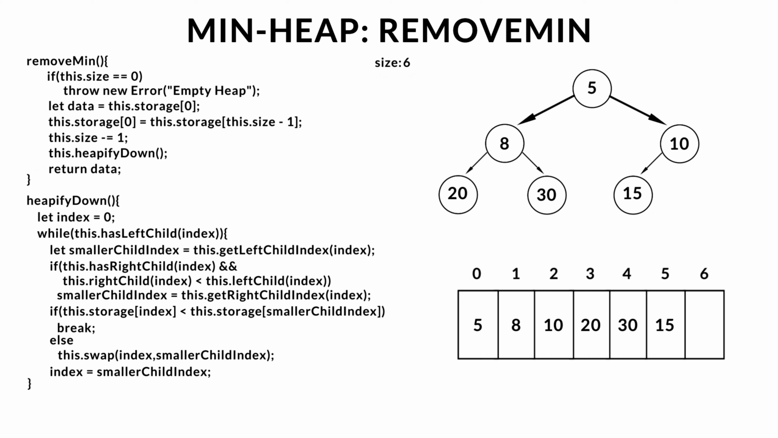Giving one more example of our iterative removeMin method, first we check to see if our heap is empty. It's not, so we save the data at our root node.